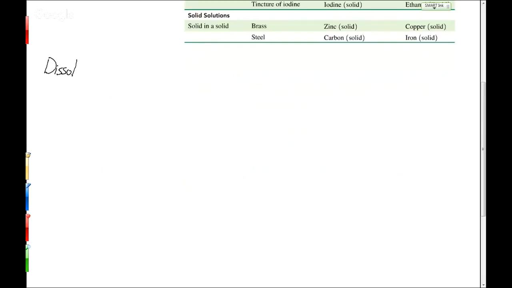Title this. Dissolving sodium chloride in water.